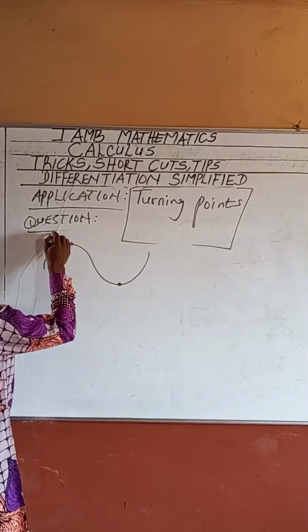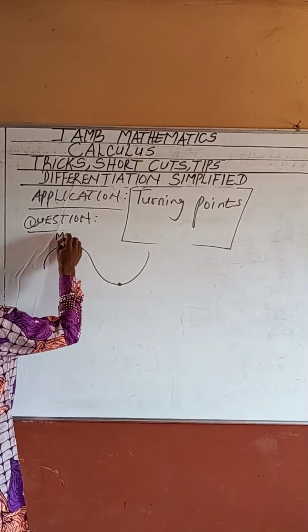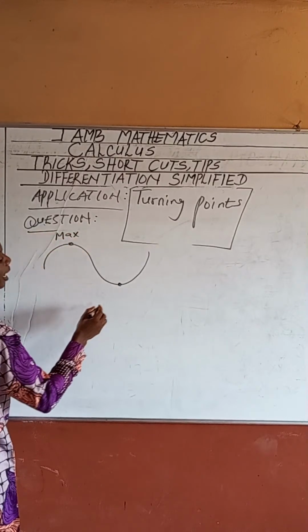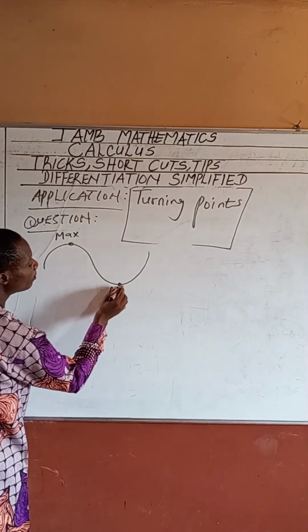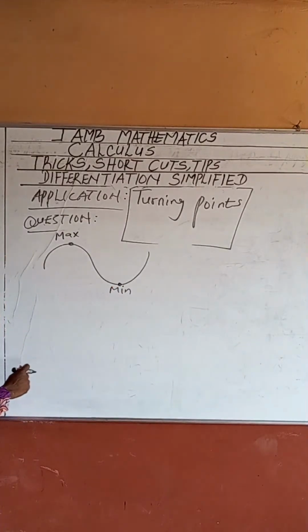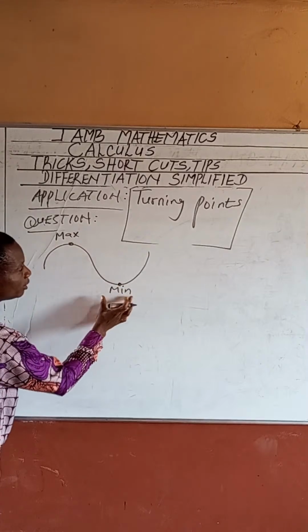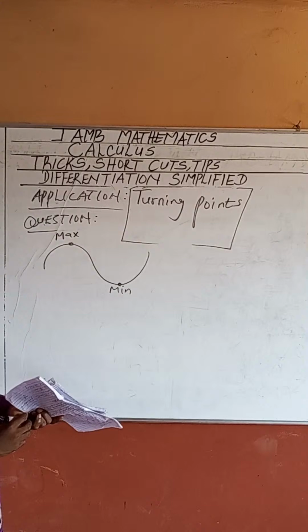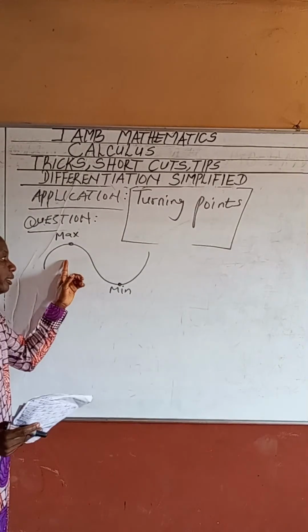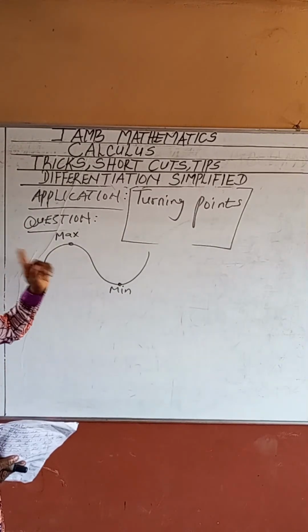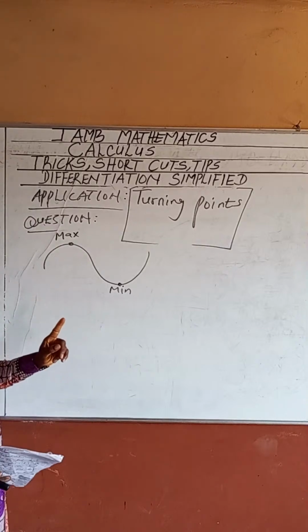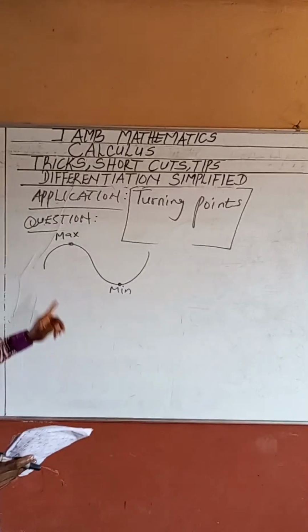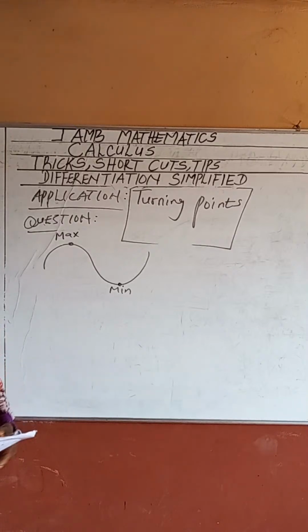Please, we have the maximum, and here we have the minimum point. So there are 2 points here. We have the maximum point and the minimum point. At every turning point, there is no change in y. Okay, there is no change in y at every what? Turning point. So there's no change in y.